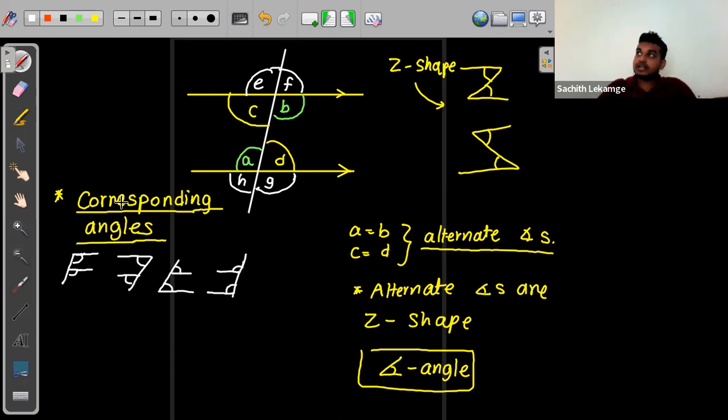So here, what are the angles? F equals D. You see, F and D. E and A. C and H. B and G. All these are corresponding angles.